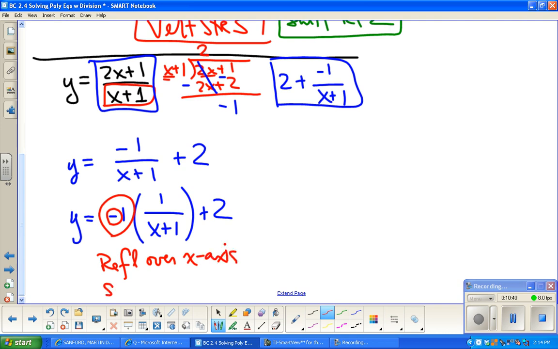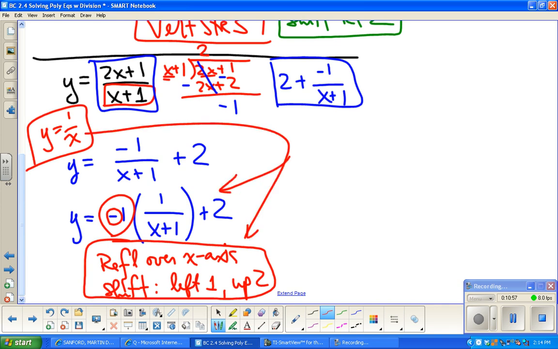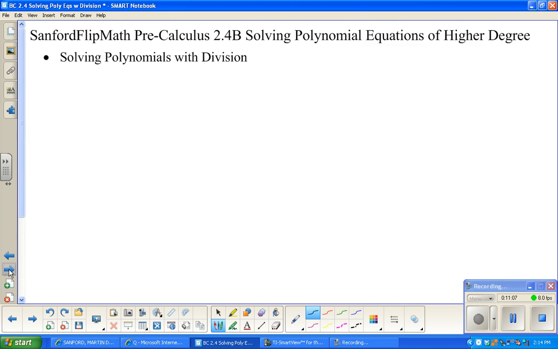And there was a shift, again, inside inverse, left 1, and also up 2. Okay, so that's what happened to the parent function, y equals 1 over x, to become this equation, or this equation, because they're both the same equation. Okay? All right, and then the last thing we're going to talk about is solving polynomials with division.